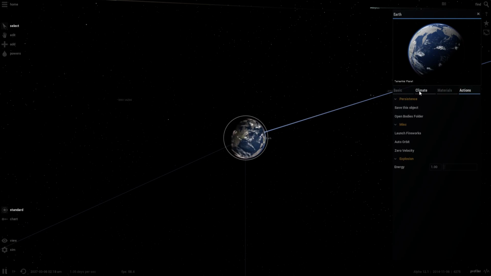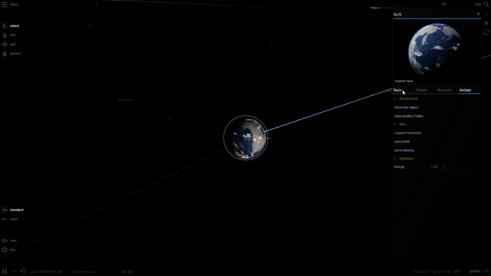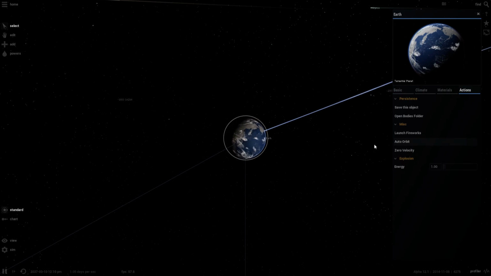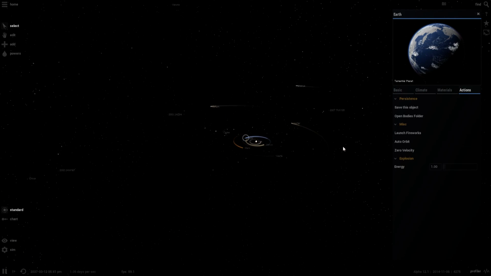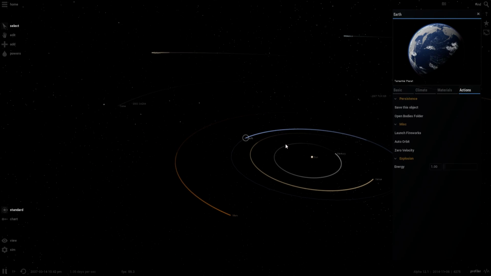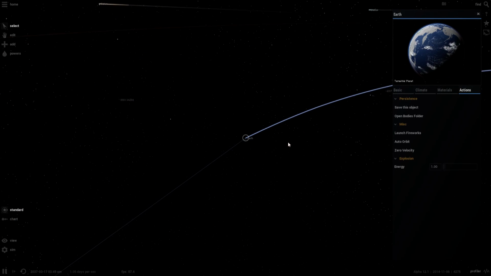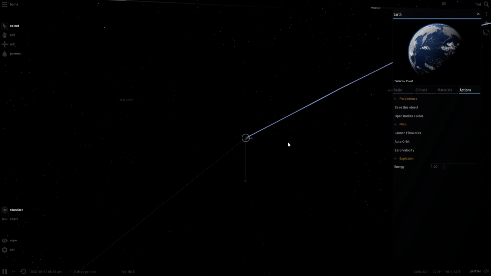And actions, you can do a few little tweaks here and there, like auto orbit and so on, in case you want to make something snap back to orbit. Anyways, what is interesting about this? Well, that you can play with things. You can do all sorts of things.